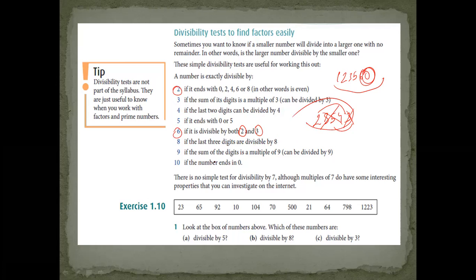And 9: if the sum of the digits is a multiple of 9, it can be divided by 9. For example, 27: the sum of these two digits is 9. 9 is a multiple of 9, 1 times 9 is 9. Or 36: the sum is 9 also. And the last one, if the number ends in 0, it is divisible by 10 without remainder.